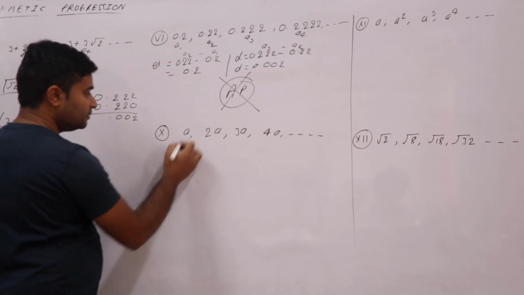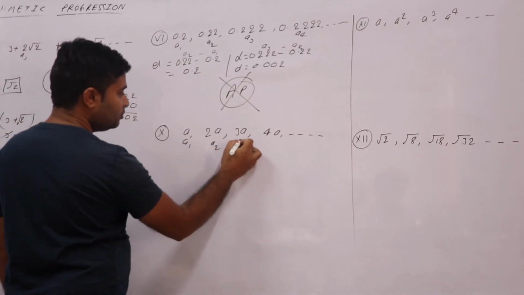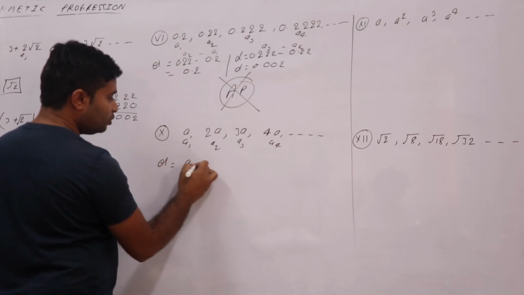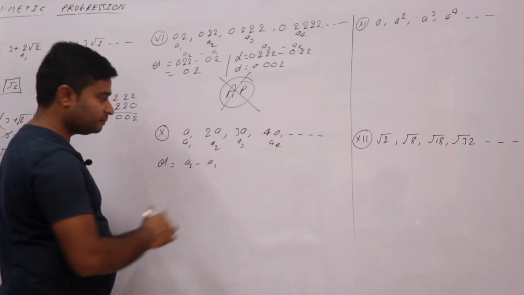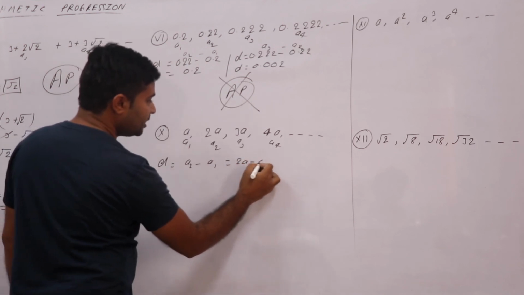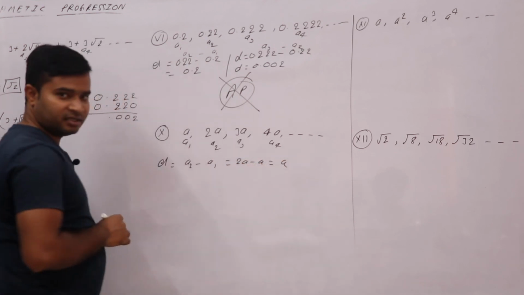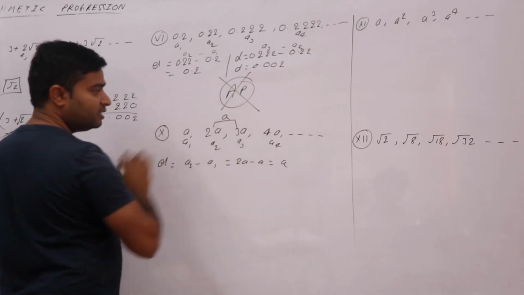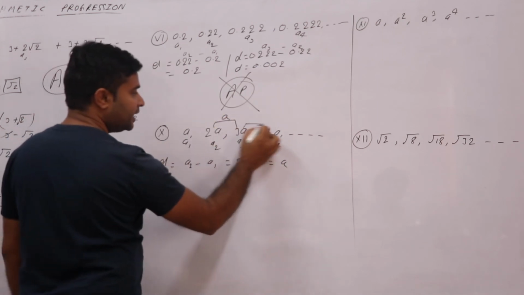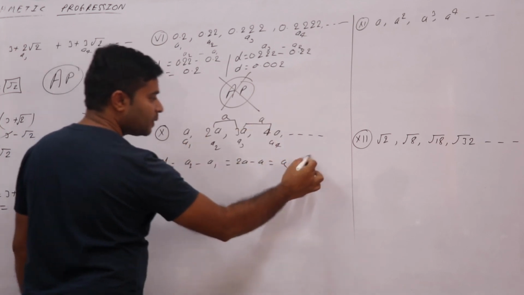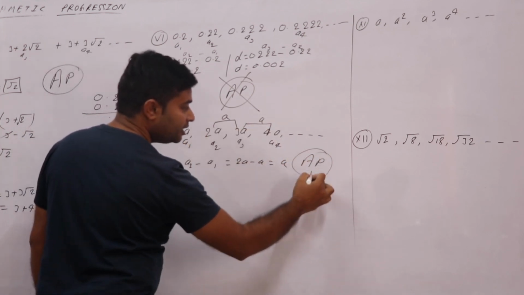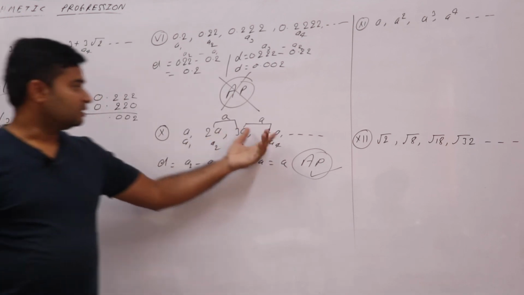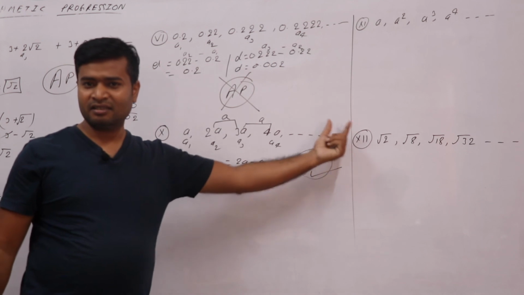Next, do here: A1, A2, A3, A4. So first find D. A2 minus A1: 2A minus A is A. Again, 3A minus 2A is again A only. 4A minus 3A again A only. So this is in AP. Yes, sir. This is in AP.